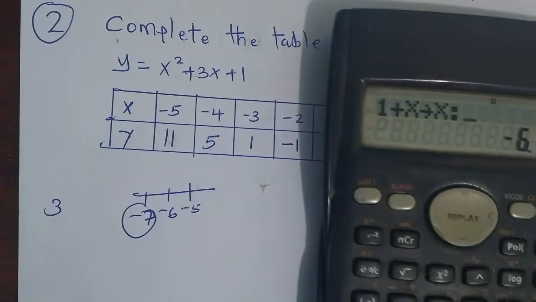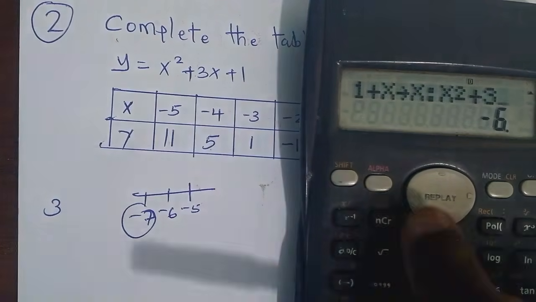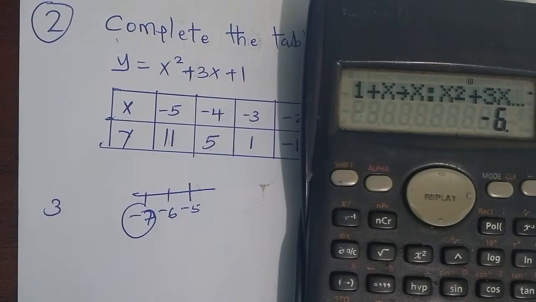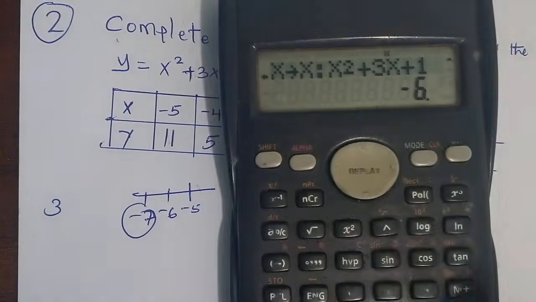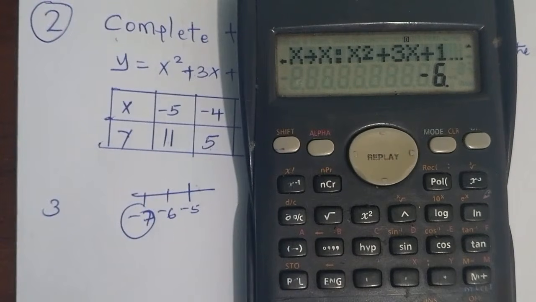Put the function, which is alpha x, then square, then press plus, then 3x, alpha. For you to get this x, you press alpha x, then plus 1, plus 1. So that is our function. So after having done that, you finish, you press equal sign.